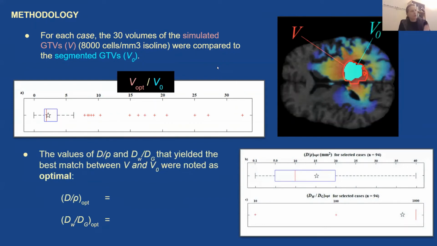We also noted which parameters yielded these optimal volumes. So there was one value for each case for D over rho and one value for DWDG that yielded the best fit volume. And these are the distributions of those parameters. This seemed to match what we expected. The D over rho covers the full range, but it seems to be localized at between 5 and 20 millimeters squared. Whereas DWDG opted for a very high ratio, meaning that it preferred to be constrained to white matter.